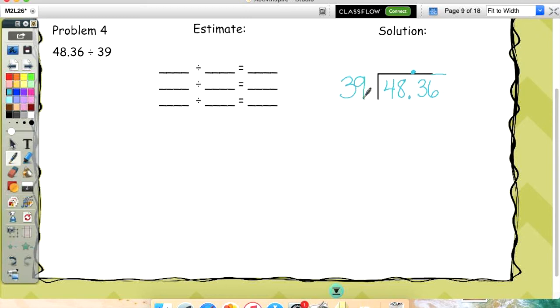Write the problem, pop your decimal up. Andres, what do I do now? Before I round the divisor, I have to do something. I'll put a box on 40. Awesome. Put a box around 48. So what will I round this to? 40. Okay, so what will we skip count by? 4. Okay.